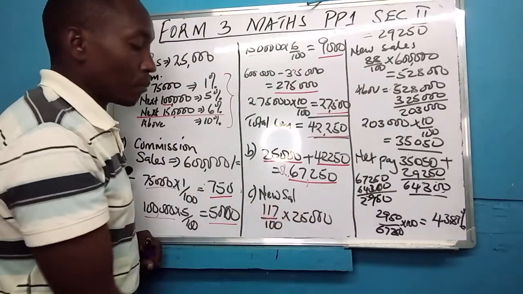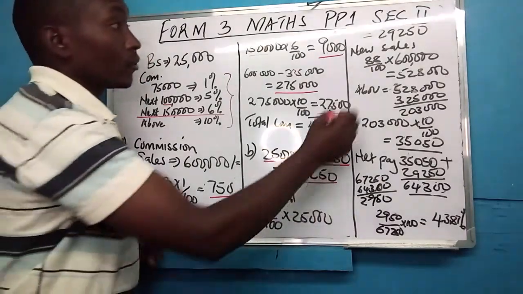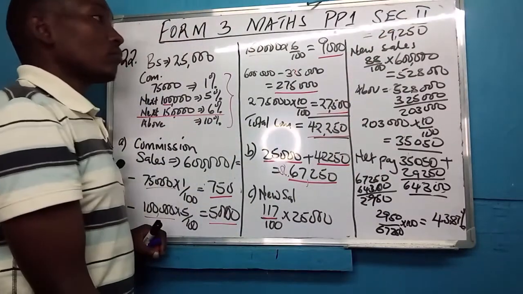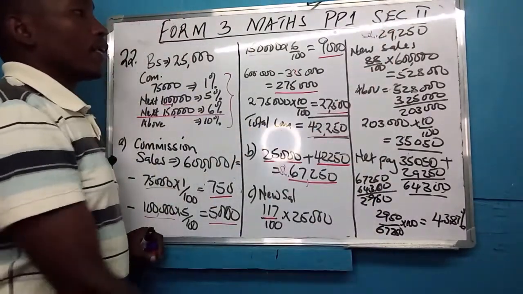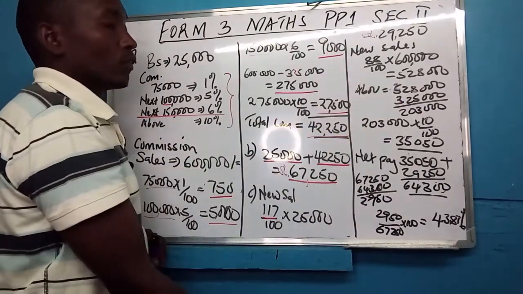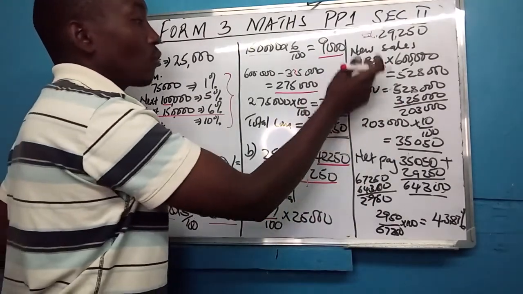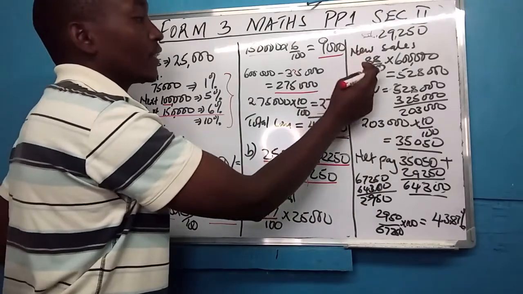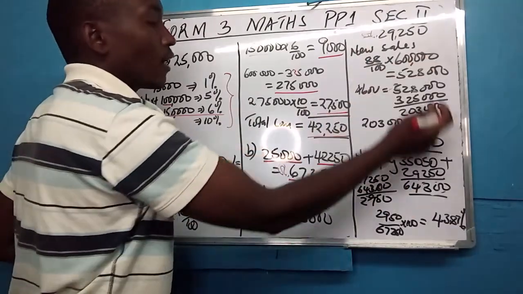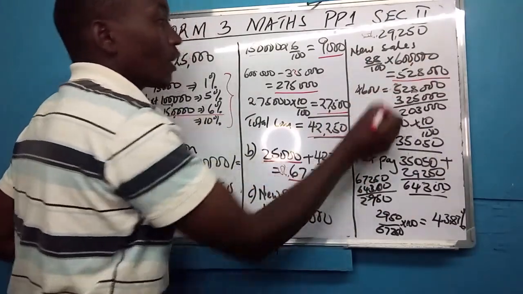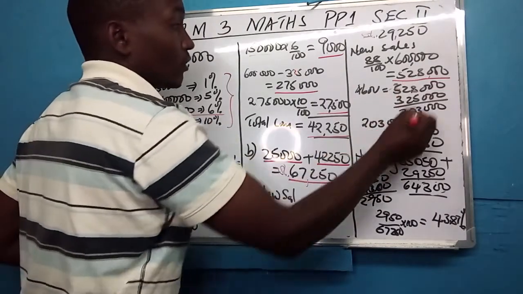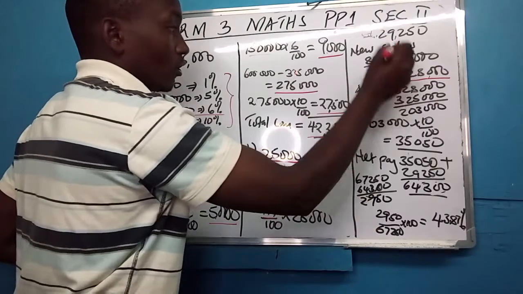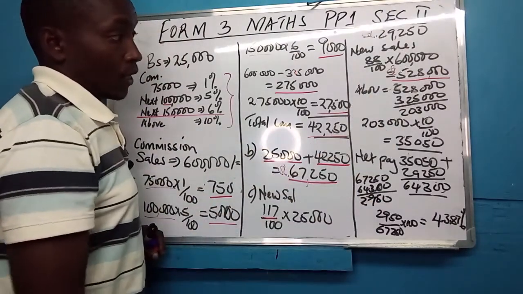So if you multiply by the original amount, it will be 29,250 shillings there. Then the sales dropped. You're given that the sales dropped by 12%, so it will be 88% of 600,000. So it will be 528,000 shillings there. So that's the new sale for the next month.